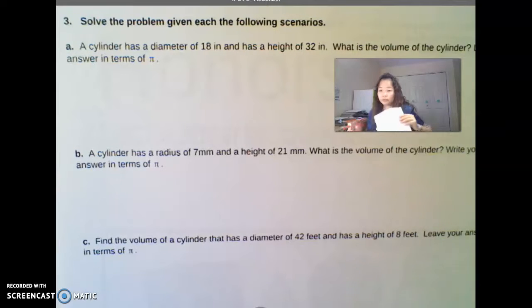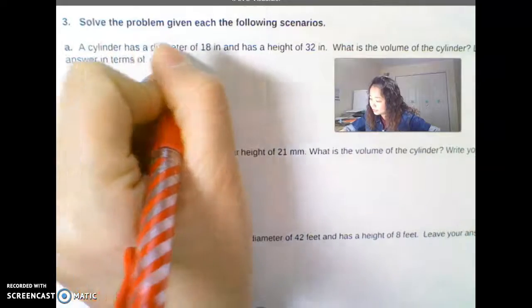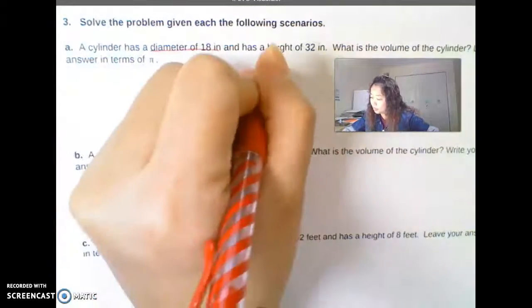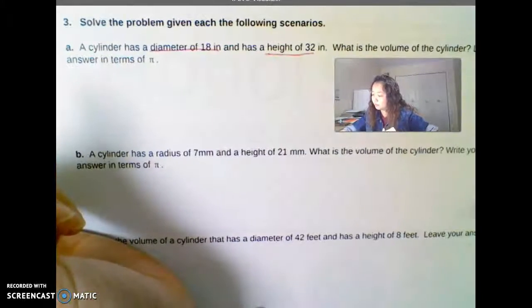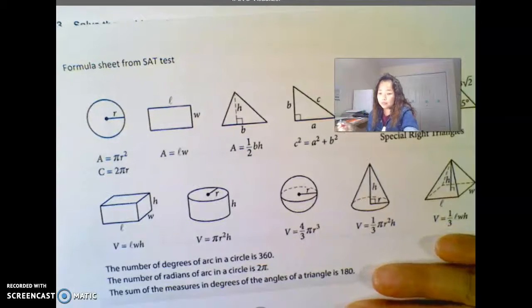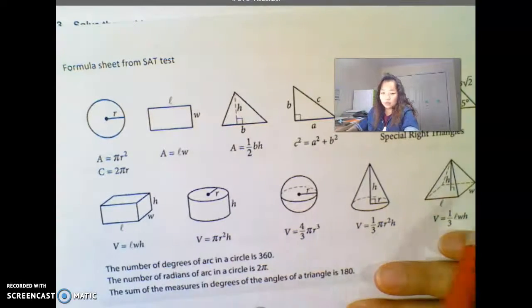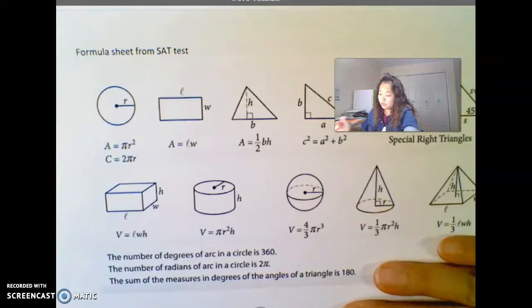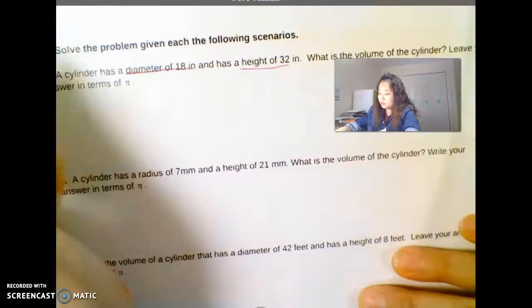So look at number 3A. A cylinder has a diameter of 18 inches and a height of 32. What is the volume of the cylinder? So you have a formula. You have to look for the cylinder. I hope you know which one's a cylinder. This is a cylinder. Do you see how it has a formula? V equals pi r squared h. So we're going to use that.